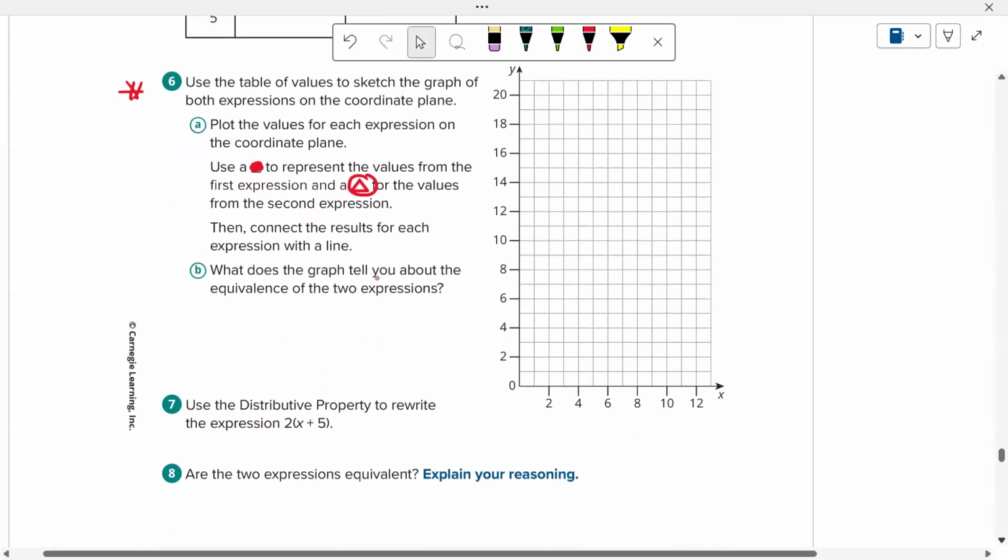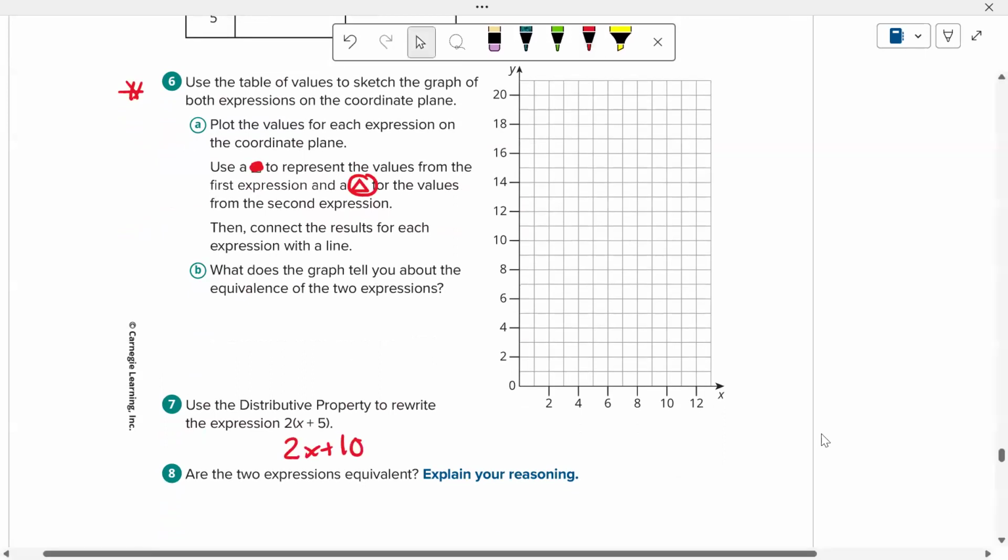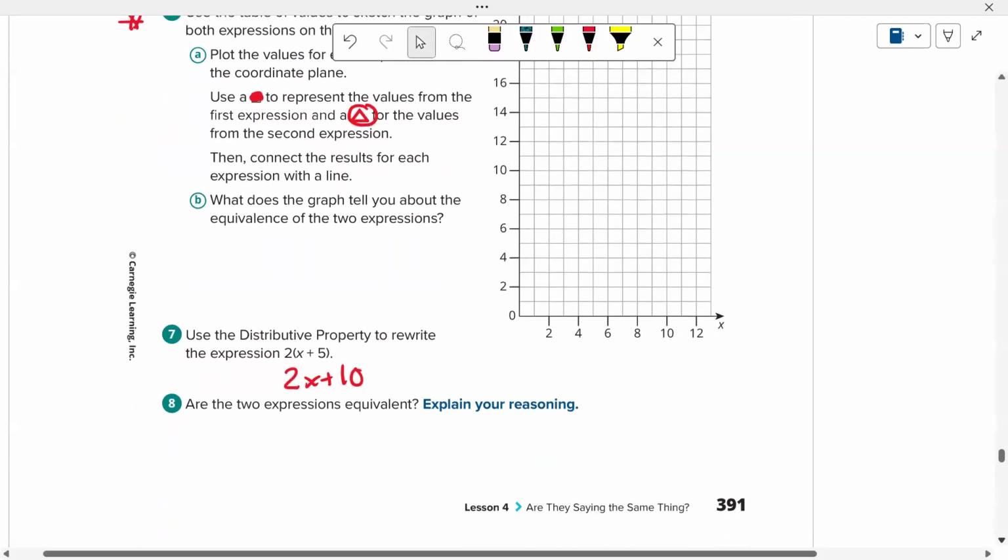Number 7, it says use the distributive property to rewrite this expression. Obviously, that's 2x plus 10. We're just multiplying, which we did. Be happy I did it for you, unless I make you do extra work. Say thank you. Okay. Are the two expressions equivalent? Explain your reasoning. So you have to explain that.